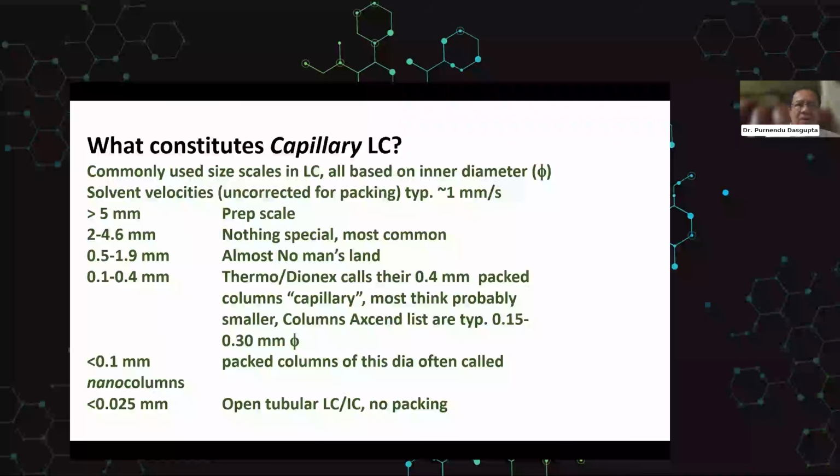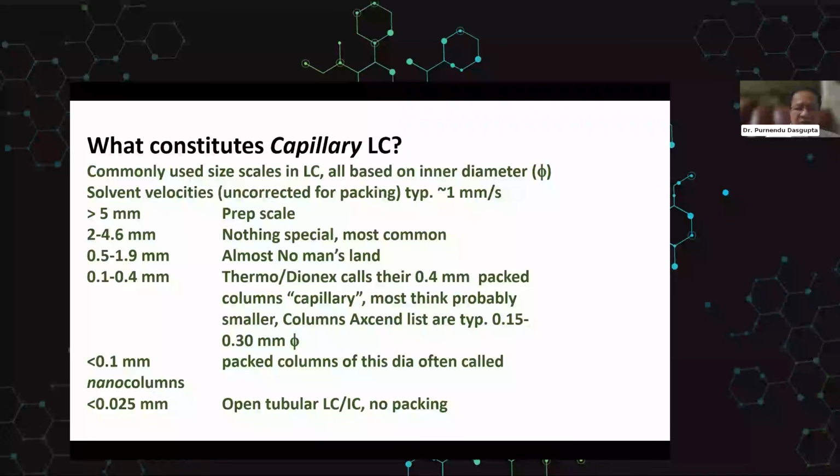The most common analytical scale today, which is nothing special, is 2 to 4.6 millimeters. And then almost a no man's land, down to 2 millimeters. And then you again go to the capillary domain, which is very loosely defined. There are 0.4 millimeter diameter ion exchange columns, capillary columns.